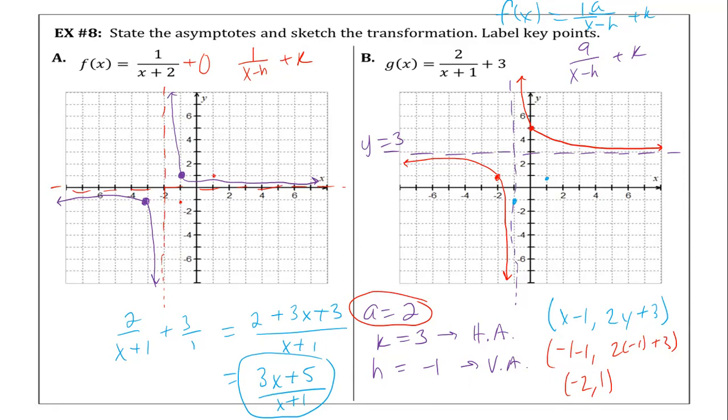Wait, H is 3. Okay, but that's not the point. Your A and your K affect your Y. A affects Y. So your vertical is 3. There we go. Do you have those at least? Yeah.